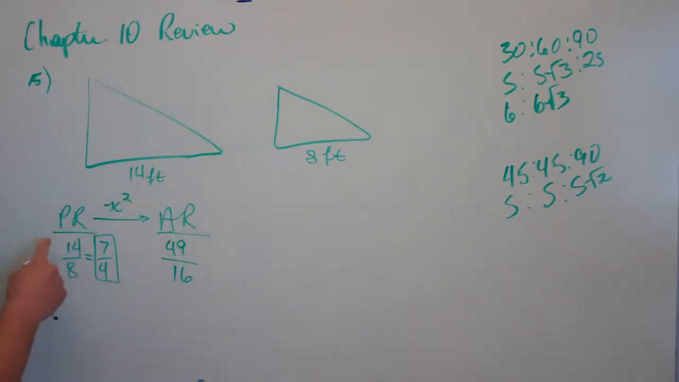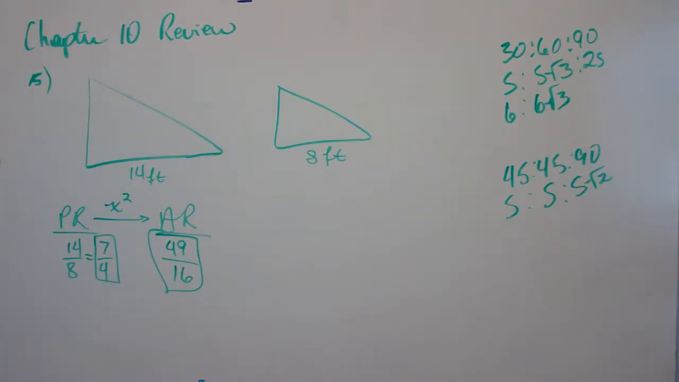Alright, so your perimeter ratio is 7 over 4. Remember 14 over 8. Reduce it down, 7 over 4. Don't make this a decimal, leave it as a fraction. Then you just take this and square it. 7 squared is 49, 4 squared is 16. Alright, so that's your answer to 15. Your perimeter ratio and your area ratio.